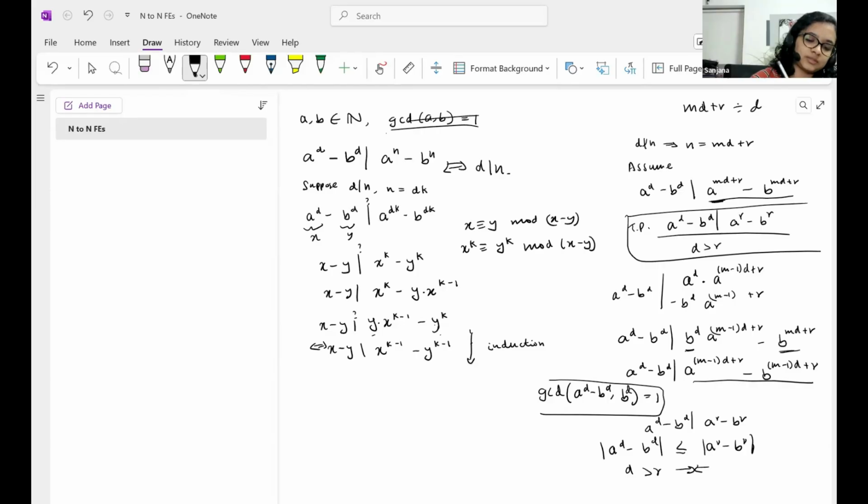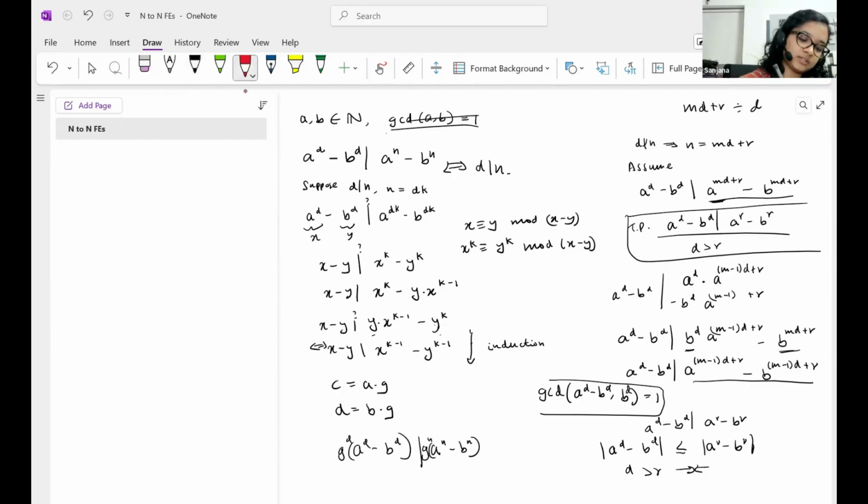So I guess if you have, say, suppose you have some c equal to a times g and d equal to b times g, then what you want to prove is, so yes, you can just cancel out the common part, you're right. So you don't need the coprime condition.